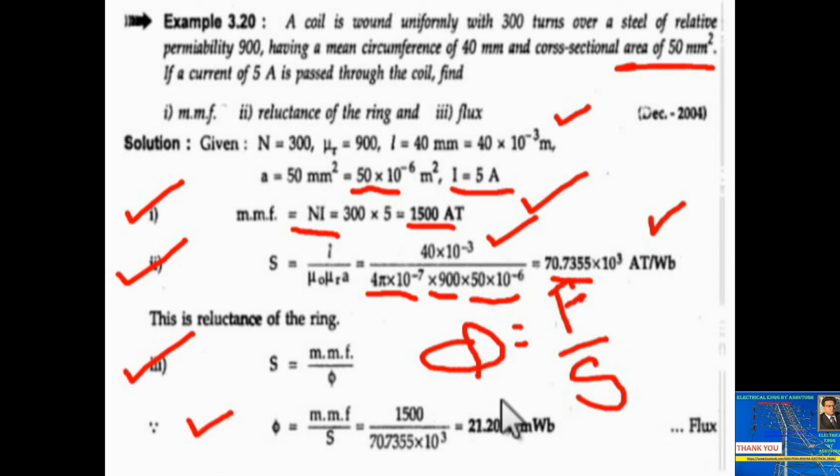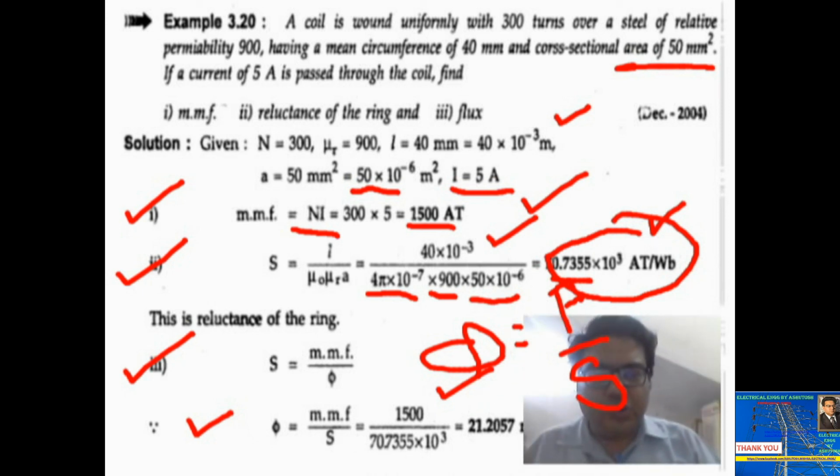So flux is equal to MMF upon S. So just put the value of MMF 1500 and divide by S, which we already calculated. From here, put its value here. And then you will get phi is equal to 21.2057 milliweber. So this will be our answer. So that is how you can find out the values.